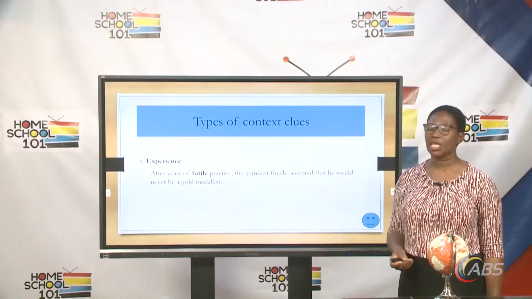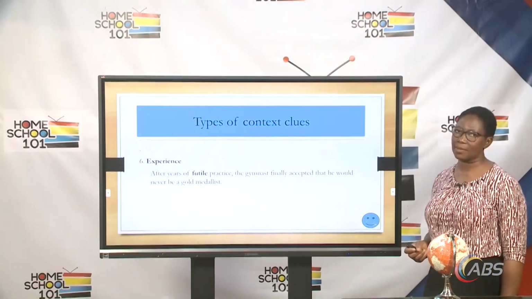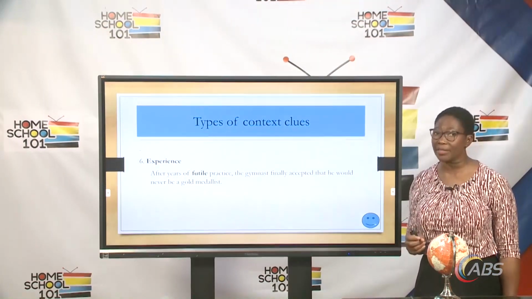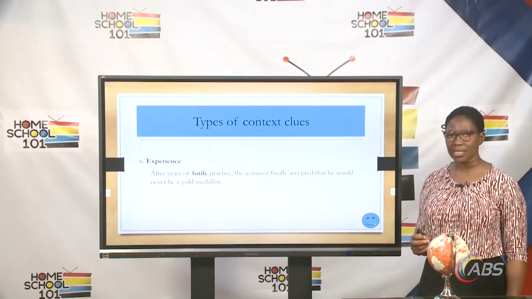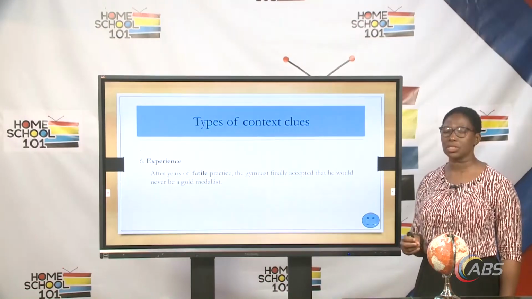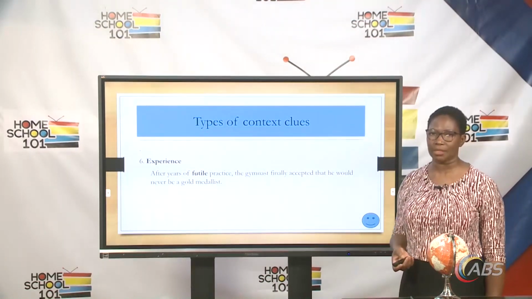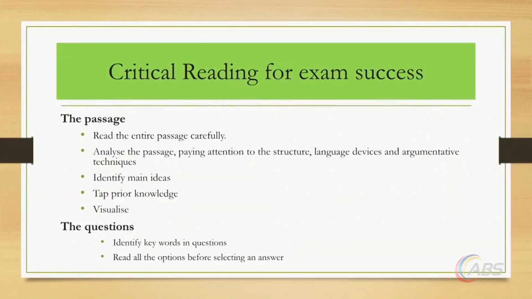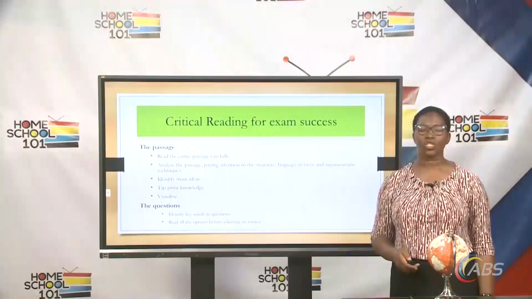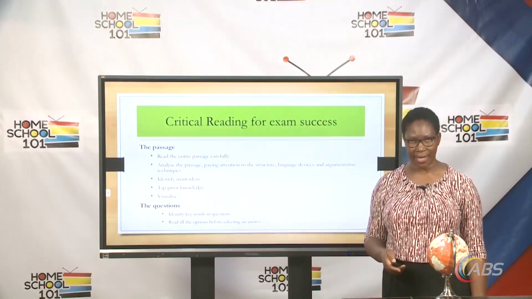Is that clear? So we've covered 6 different types of context clues, and I want you to bear those in mind because they might be very useful to you as you read. It's a strategy that you can use to determine what the writer means in a given passage. Critical reading for exam success involves your reading of the passage as well as your reading of the exam questions. So what do you do when you're reading the passage?